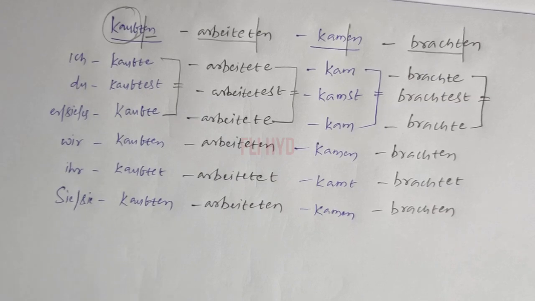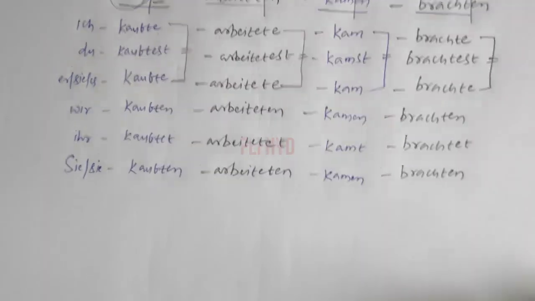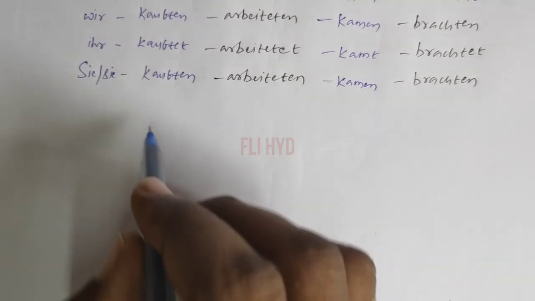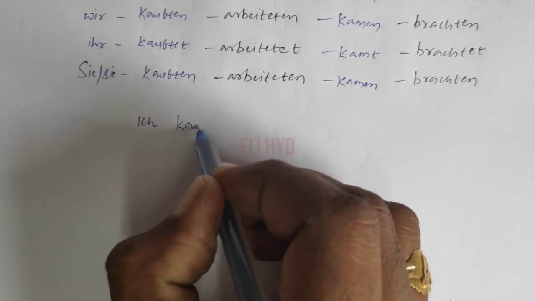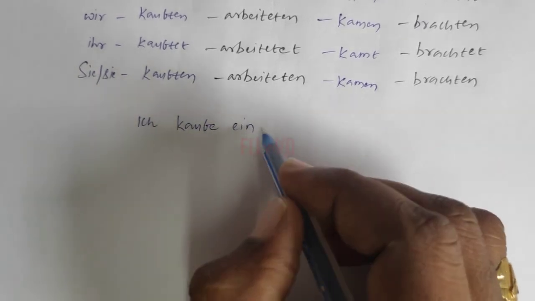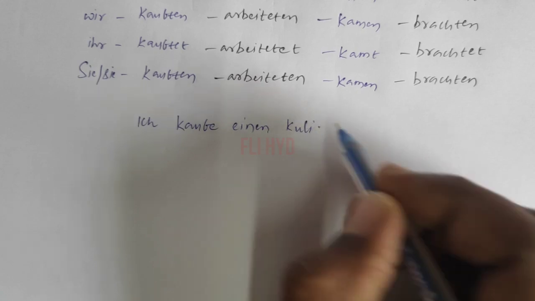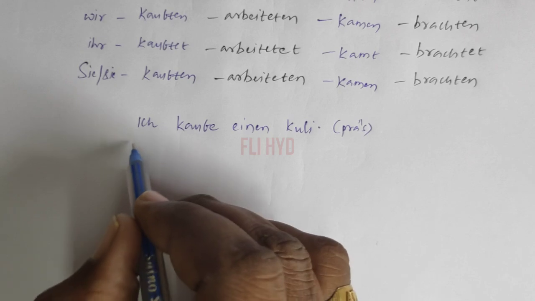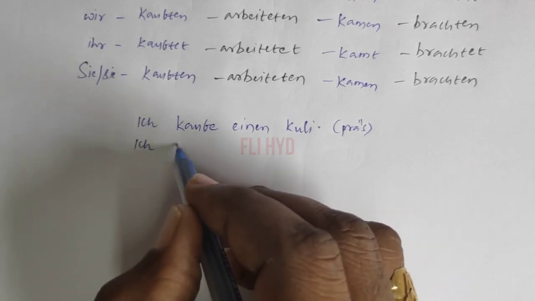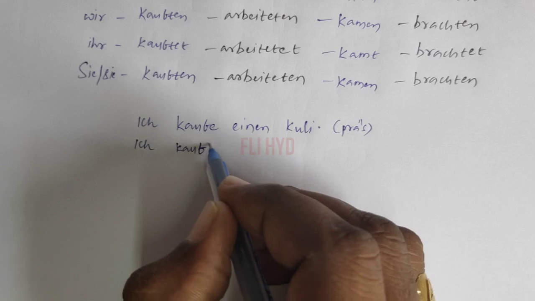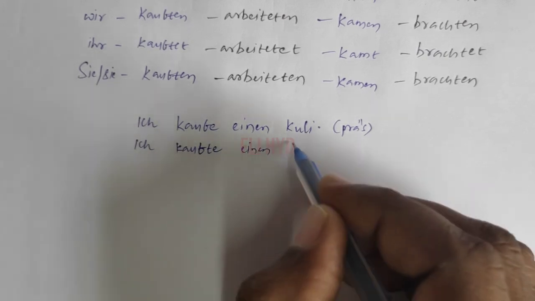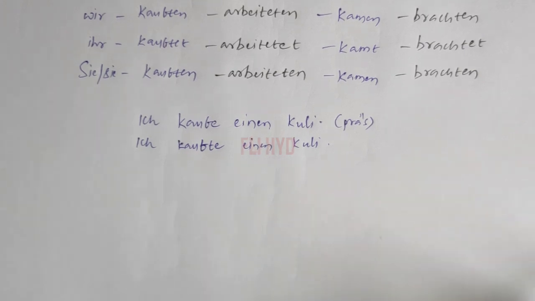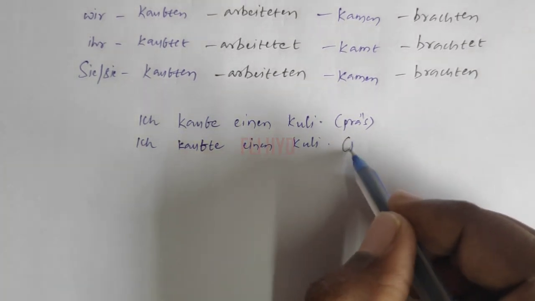Clear? Next. Now we'll change a sentence from present tense to past tense, and then to Plusquamperfekt. For example, I'm taking a sentence: Ich kaufe einen Kuli. This is present tense. First I'm changing this into past tense. Kaufen is a weak verb, so the past tense is kauften. So: Ich kaufte einen Kuli. I purchased a pen. This is perfect.